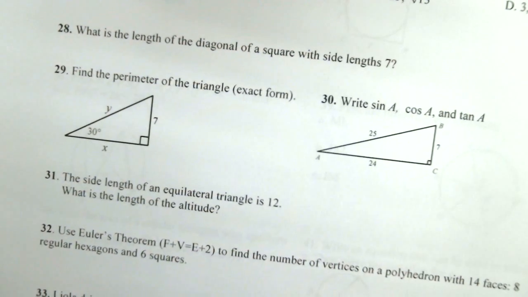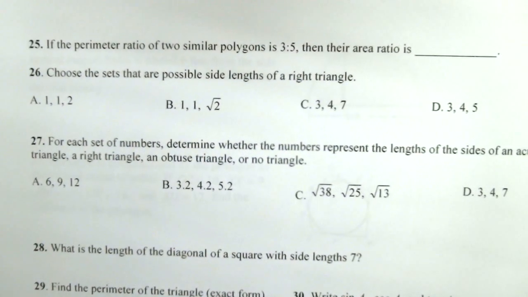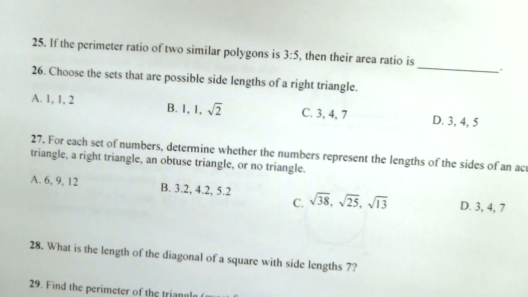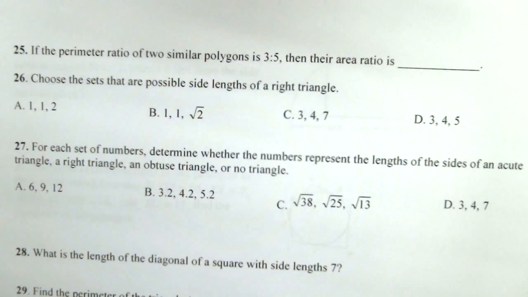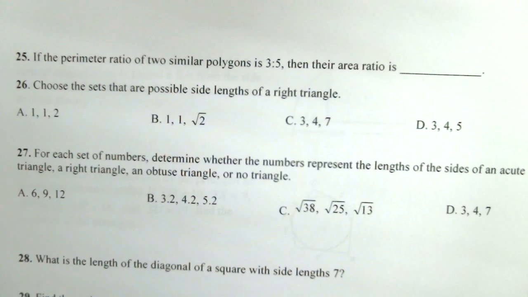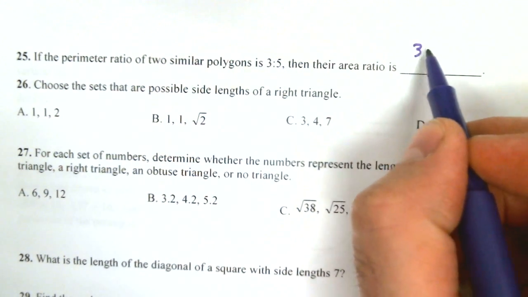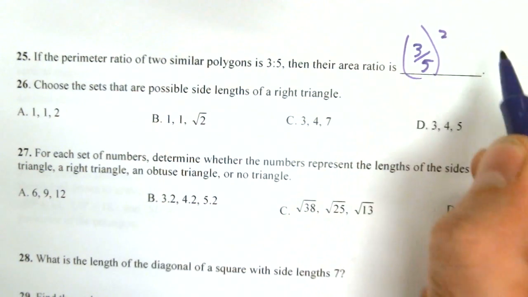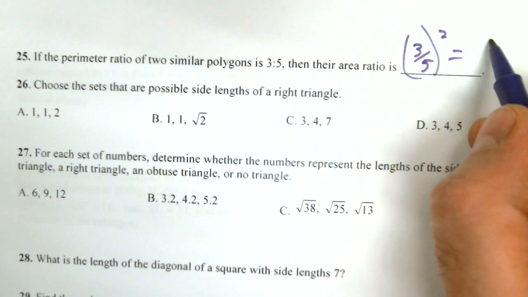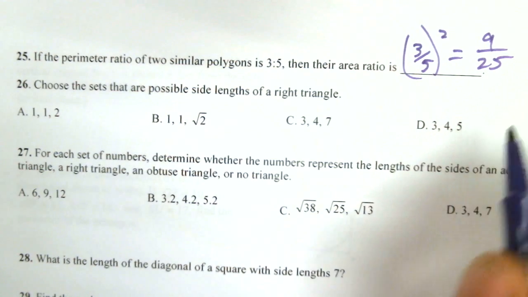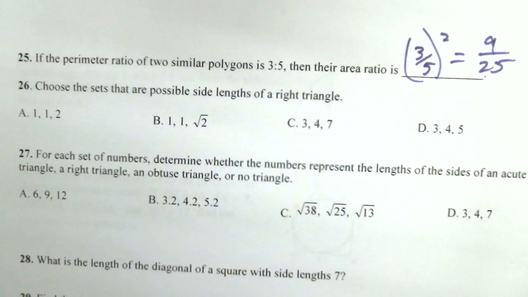Now we are on page 4 of our semester review. Let's start with number 25. If the perimeter ratio of two similar triangles is 3 to 5, then the area ratio would be 3 to 5 squared. Squaring the top, I get 9. Squaring the bottom, I get 25. So the area ratio would be 9 to 25.